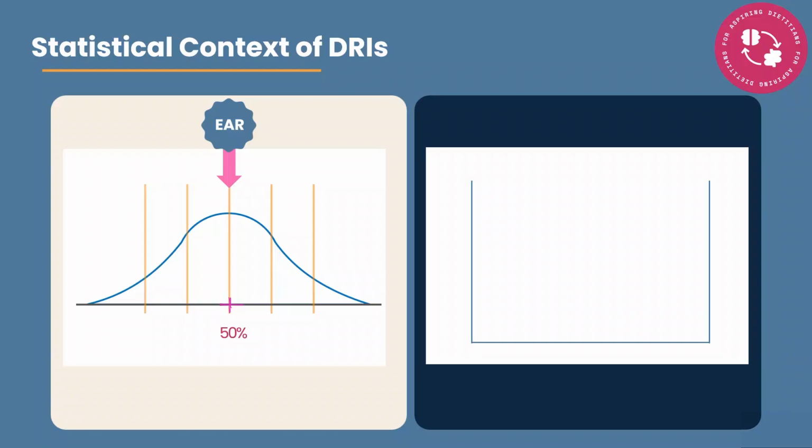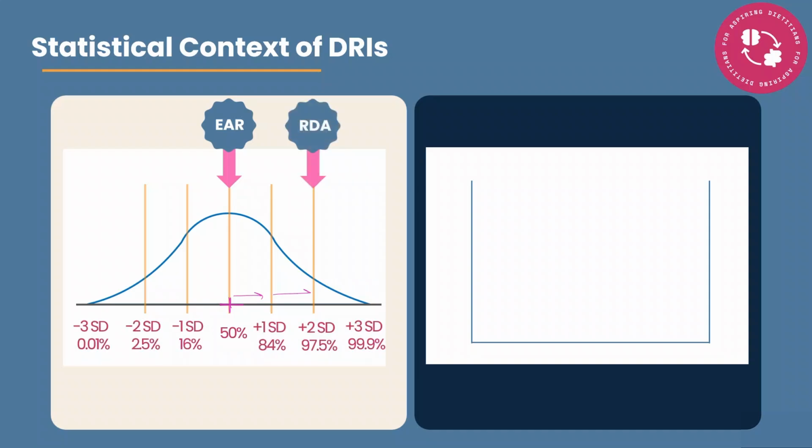About 2 standard deviations above the EAR is the recommended dietary allowance, or RDA. This level meets the needs of nearly all healthy individuals, about 95% of the population. The RDA gives us confidence that intake is adequate for almost everybody.